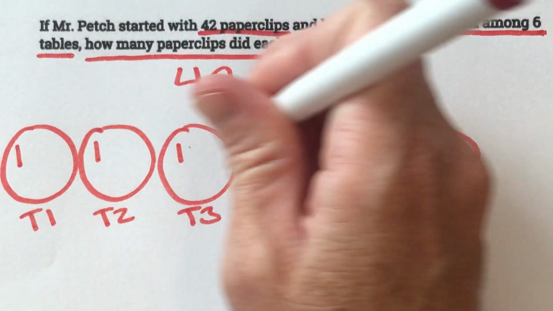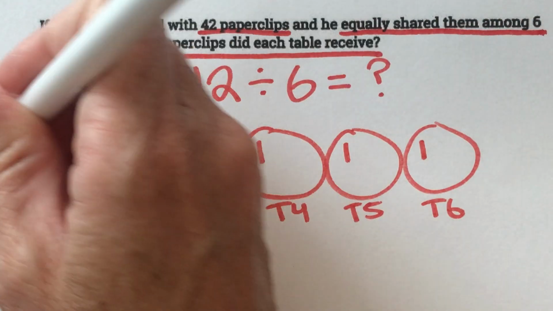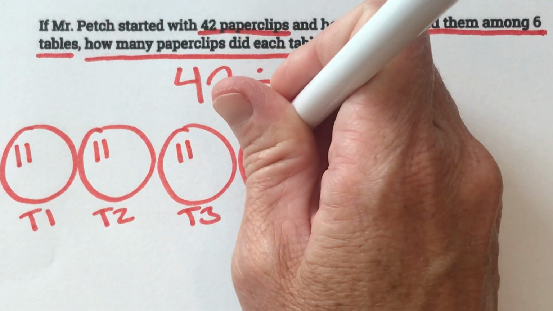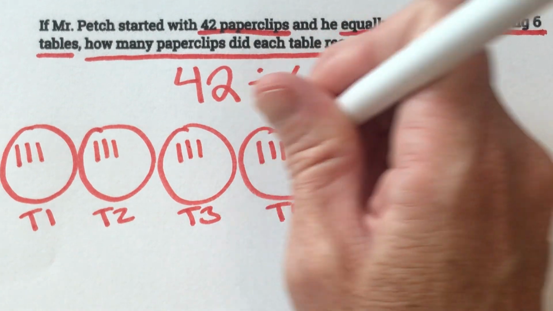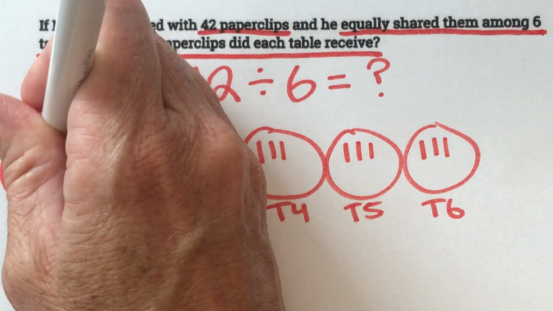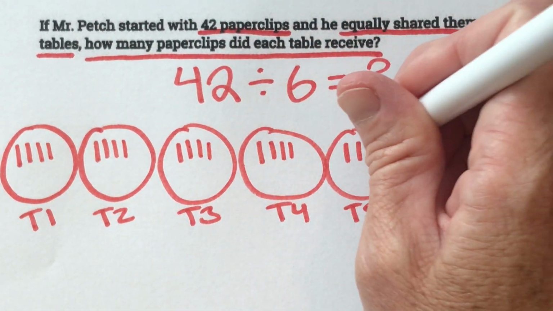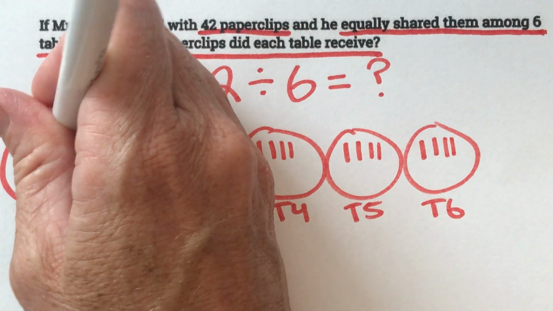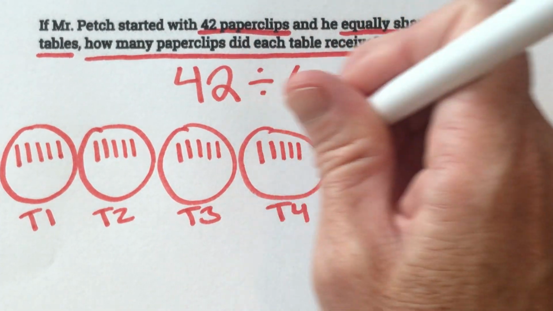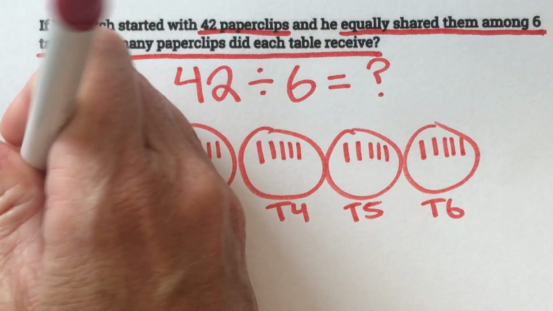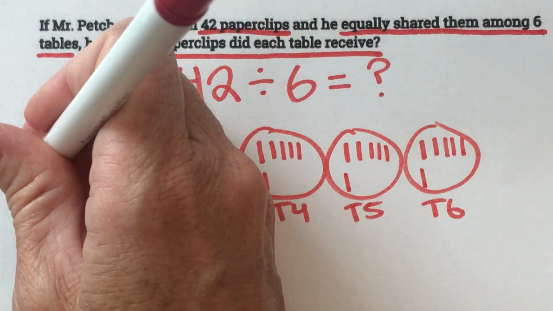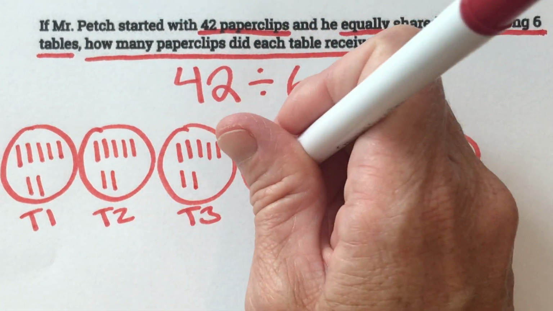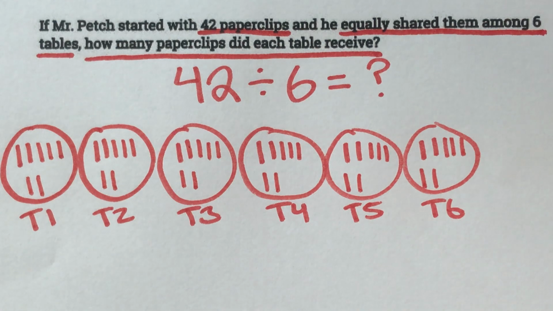1, 2, 3, 4, 5, 6, 7, 8, 9, 10, 11, 12, 13, 14, 15, 16, 17, 18, 19, 20, 21, 22, 23, 24, 25, 26, 27, 28, 29, 30, 31, 32, 33, 34, 35, 36, 37, 38, 39, 40, 41, 42. I ran out of paper clips, so I'm going to stop.